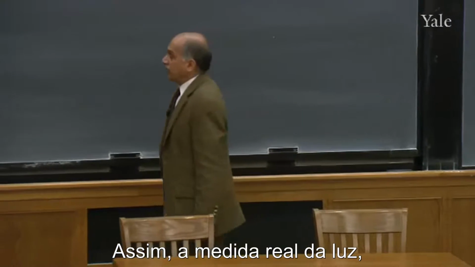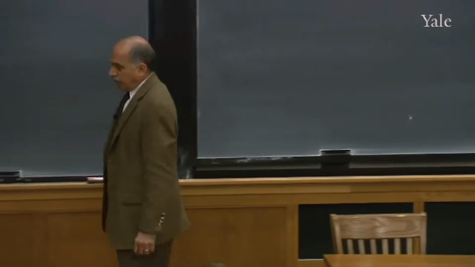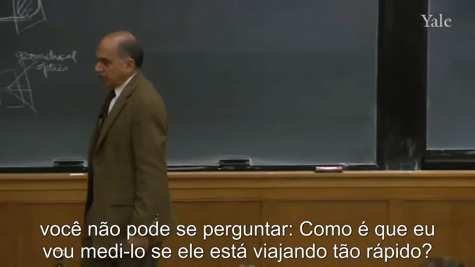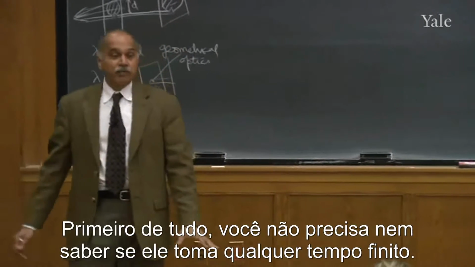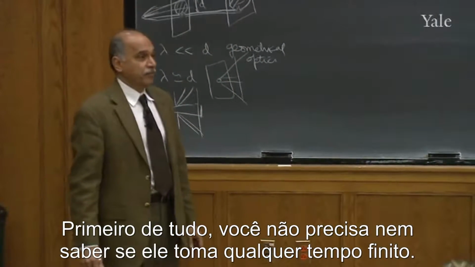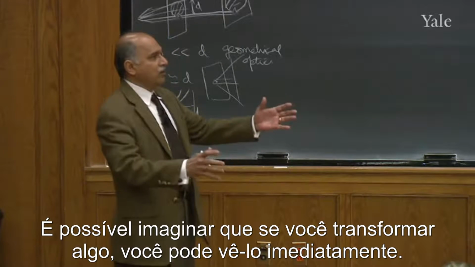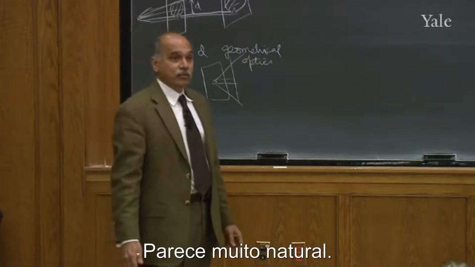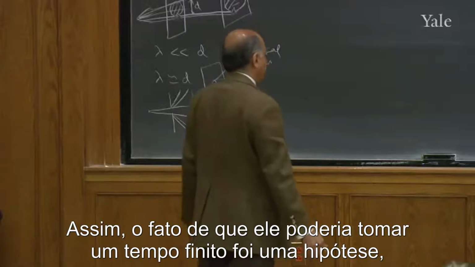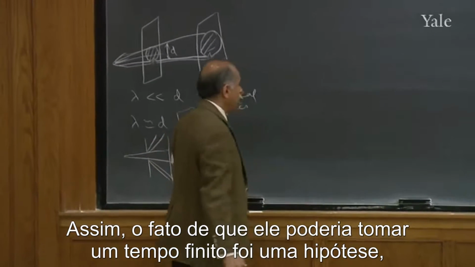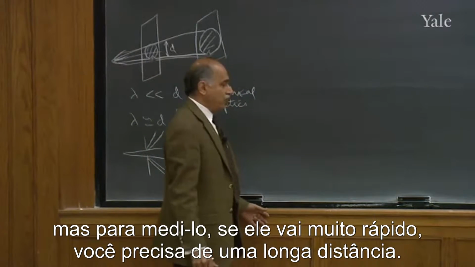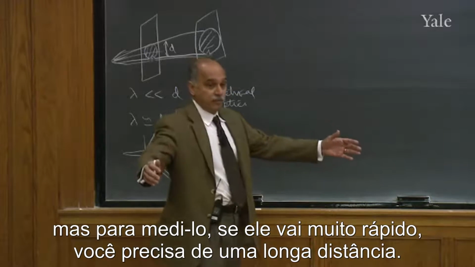So for the real serious measurement of light, you have to ask yourself, how am I going to measure it if it's traveling that fast? First of all, you don't even know if it takes any finite time. It's possible to imagine that if you turn something on, you can see it right away. It looks very natural. So the fact that it could take a finite time was a hypothesis. But to measure it, if it's going very fast, you need a long distance.